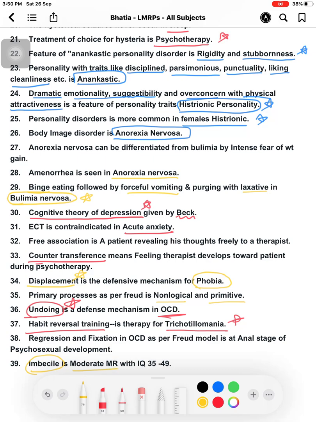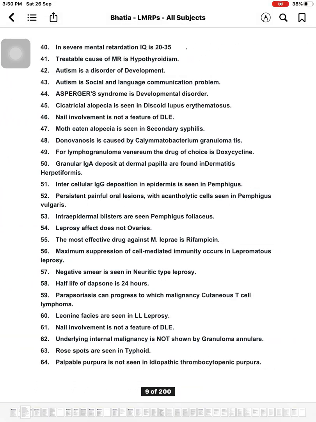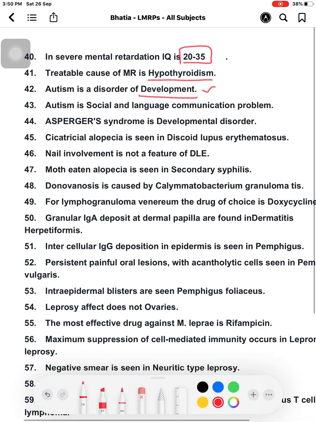Imbecile is a moderate mental retardation with IQ of 35 to 49. In severe mental retardation, IQ is 20 to 35. Treatable cause of mental retardation is hypothyroidism. Autism is a disorder of development. Autism is a social and language communication problem. Asperger's syndrome is a developmental disorder.